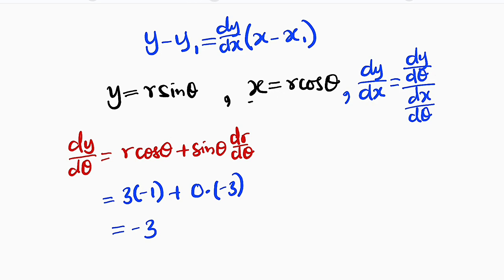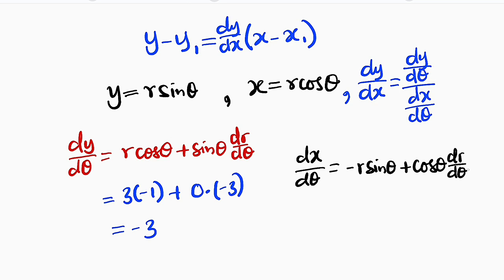Now let us find dx over d theta. Dx over d theta will be equal to keep r constant and differentiate cos theta. If you differentiate cos theta, you have negative sine theta. So everything here is negative r sine theta. Then you add, now we keep cos theta constant. Then we differentiate r, that is dr over d theta.